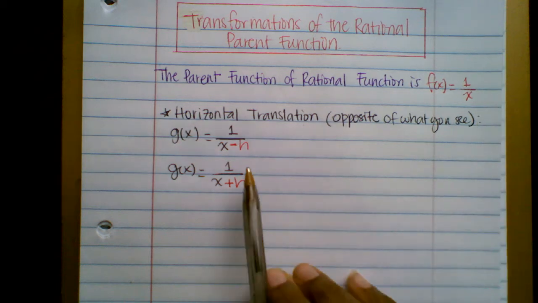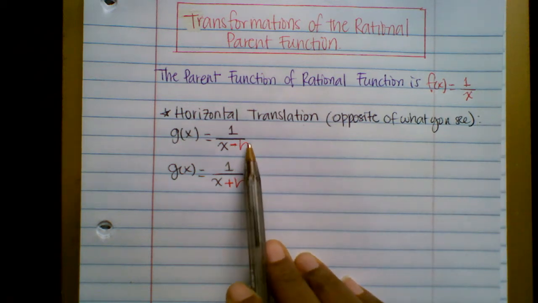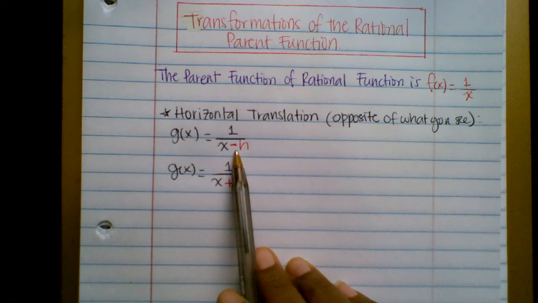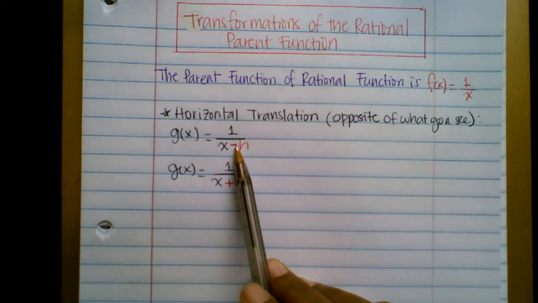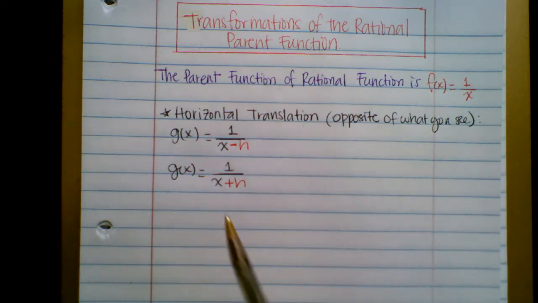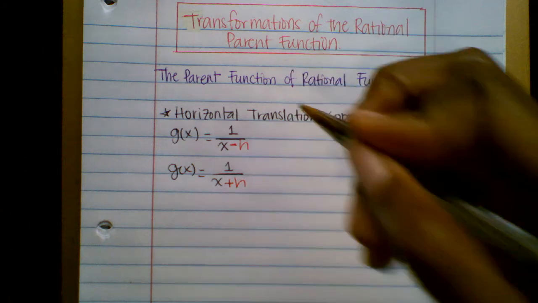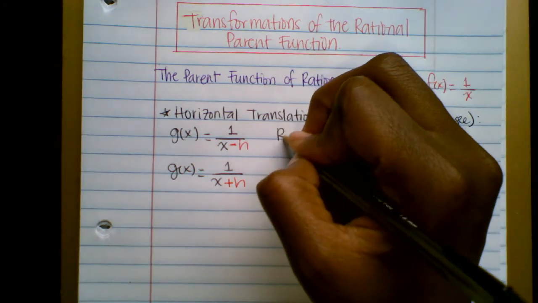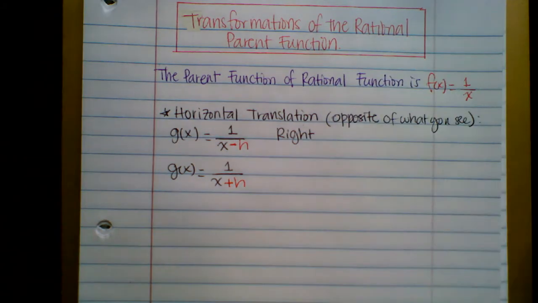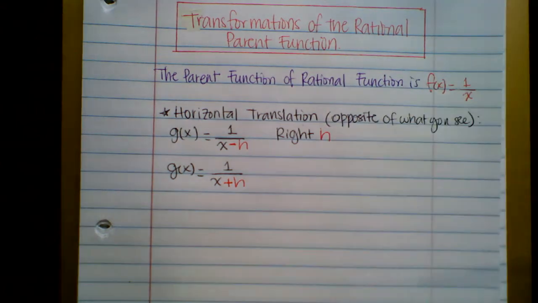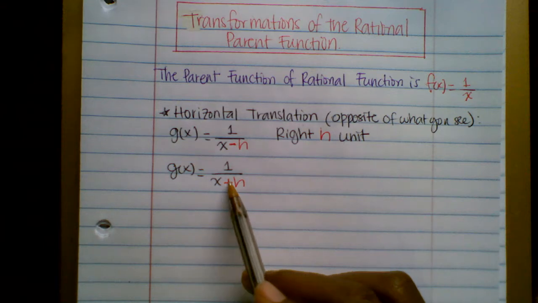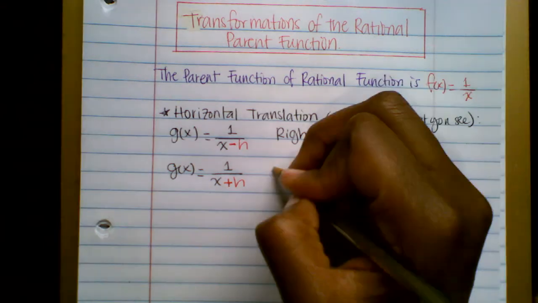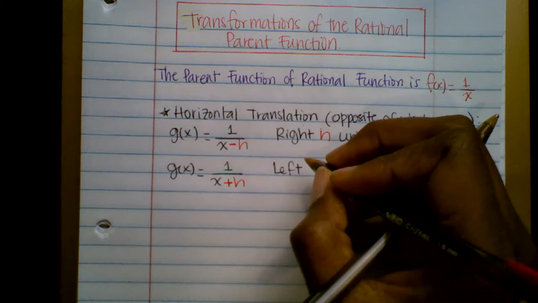So what do I mean here? You see a minus h. You might think the parent function is moving to the left since it's a minus. Again, you have to use the opposite of what you think. If you think that because it's negative you move to the left, it's the opposite. So the parent function has been moved to the right, h units. In the next case, when you have a plus, the parent function has been moved to the left, h units.